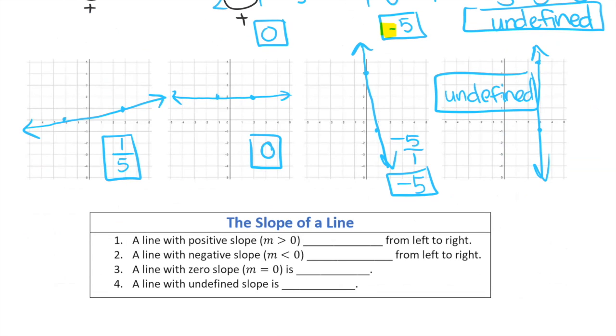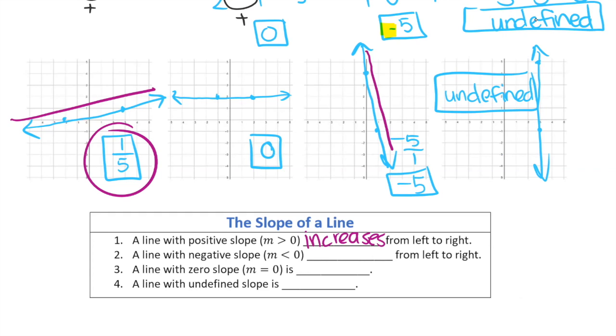So here's our little rule right here. A line with positive slope. If I'm going left to right, that would be like our first one. This has a positive 1/5, and it is left to right, it is increasing. So I would say it increases from left to right. Now, if I have a negative slope, that was like this third one has a negative slope and it is decreasing. So this decreases from left to right if you have a negative slope.